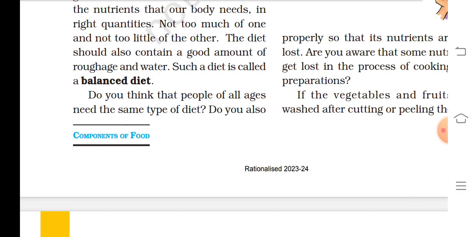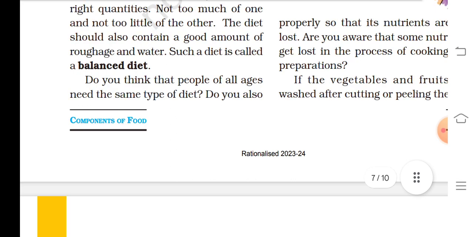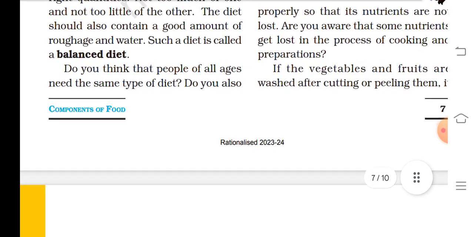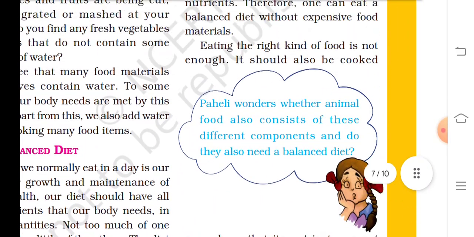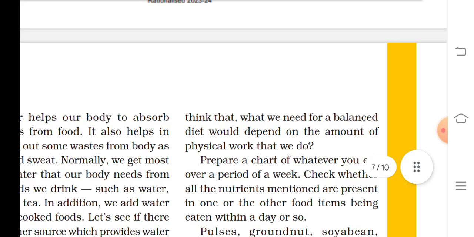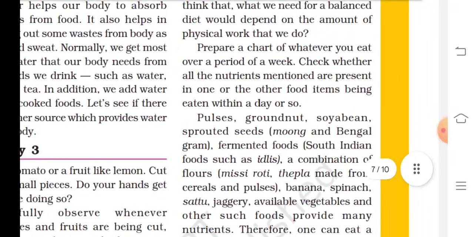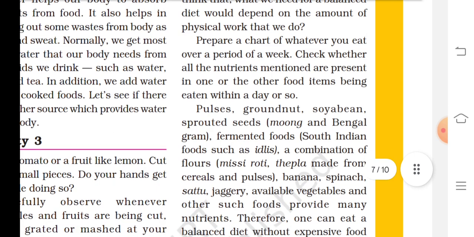The diet should also contain a good amount of roughage and water. Such a diet is called a balanced diet. Do you think that people of all ages need the same type of diet? Do you also think that what we need for a balanced diet would depend on the amount of physical work that we do?